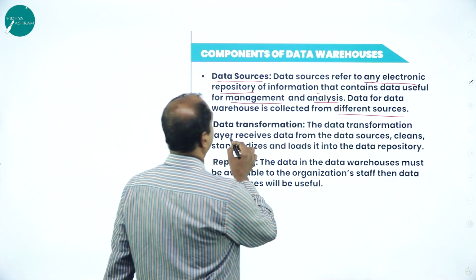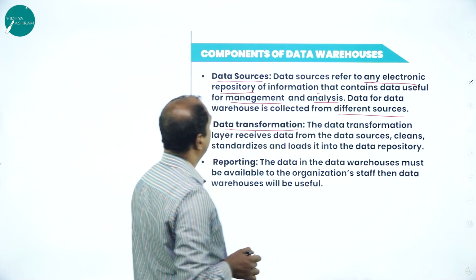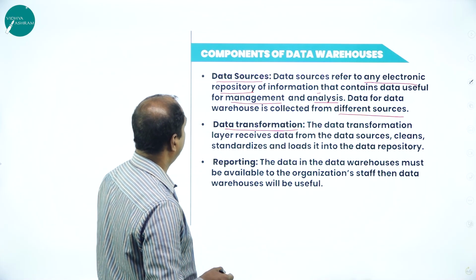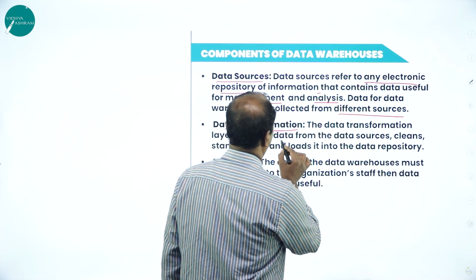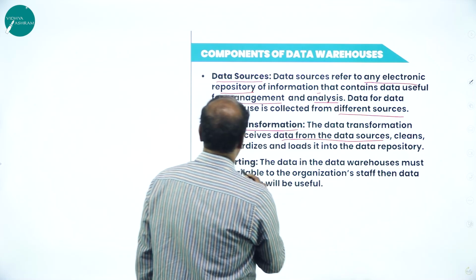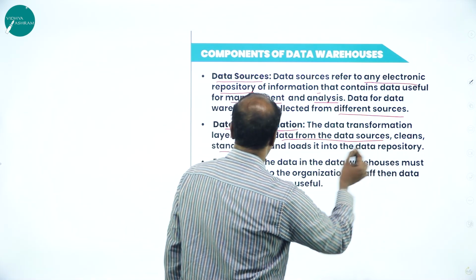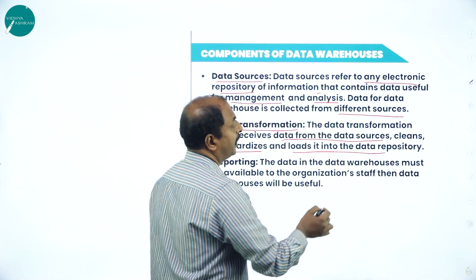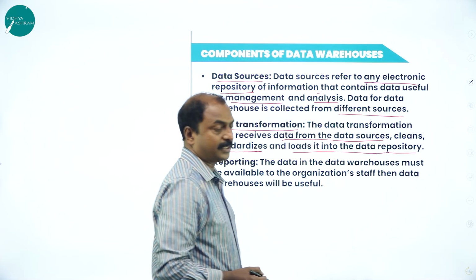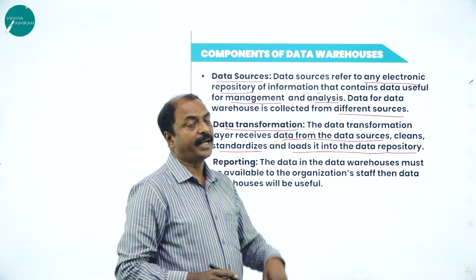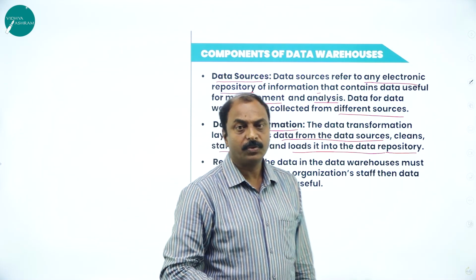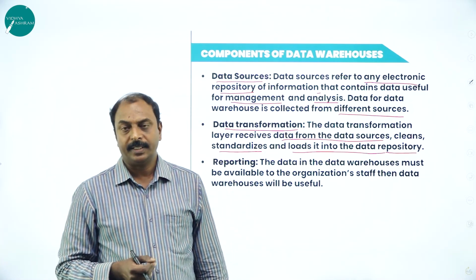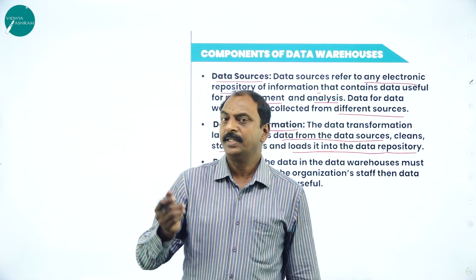Next one is data transformation. The data transformation layer receives the data from the data sources, cleans and standardizes it, and loads it into the data repository. This is the place. So here, data transformation. As we know, in the first stage, data sources, it is to gather the data, to collect the data from different systems.